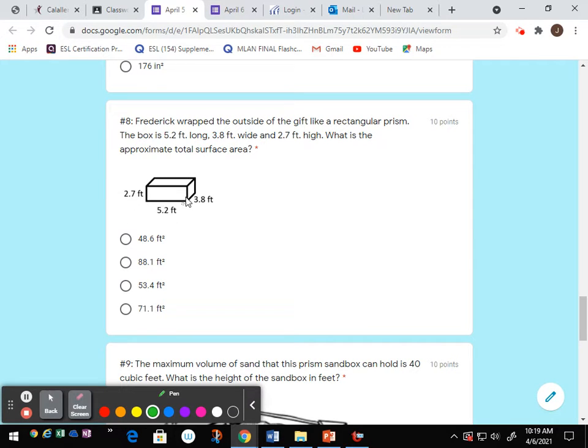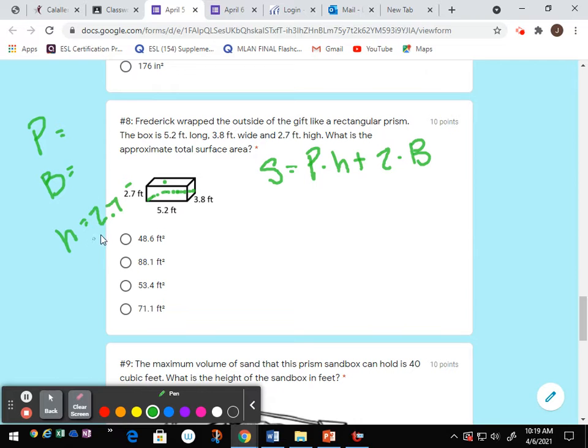Okay, so here's our gift box. We want to find the total surface area of a prism. The surface area formula is big P times H plus 2 times big B. Remember, big P represents the perimeter of the base, and big B is the area of the base. On the side, I'm going to write the letters that we need to find to plug into our formula. Let's start off with the 3D height. From the bottom base to the top base, we're going up 2.7 feet. So we have our height.